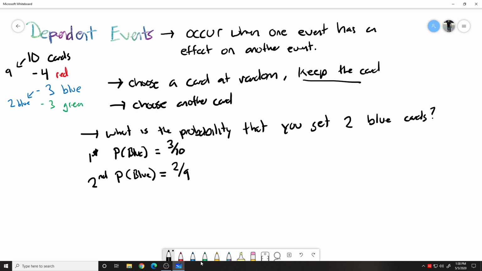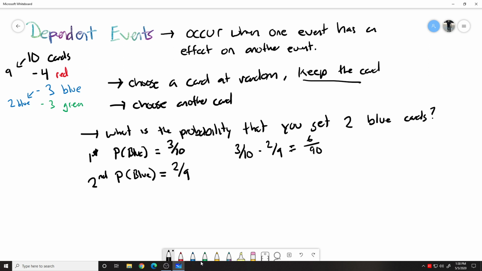Now, just like independent events, if we want to know the chance of the first one happening and the second one happening at the same time, we're going to multiply these two numbers together. So we're going to multiply 3/10 times 2/9. And you remember when you have fractions, you just multiply the numerators. 3 times 2 is 6. 10 times 9 is 90. So you have a 6 in 90 chance.